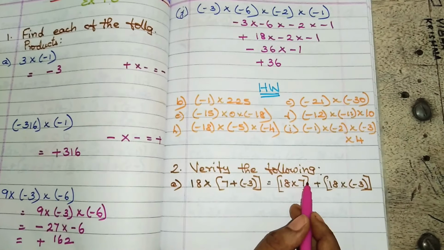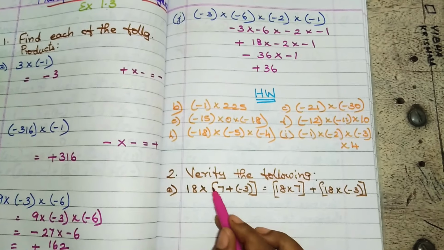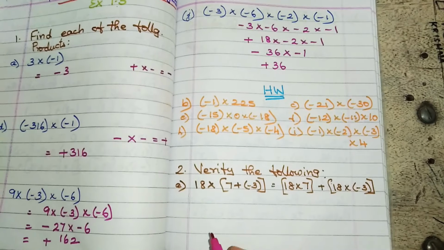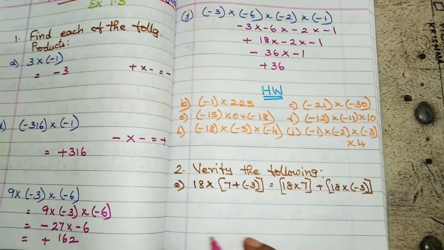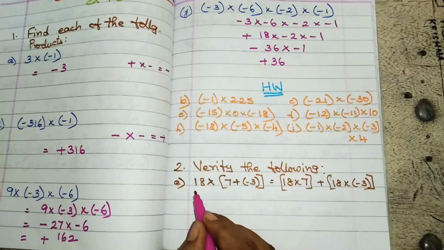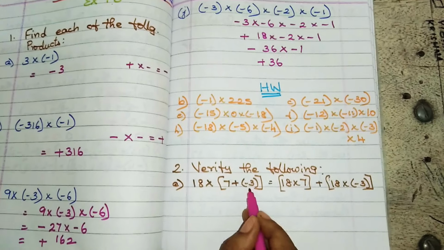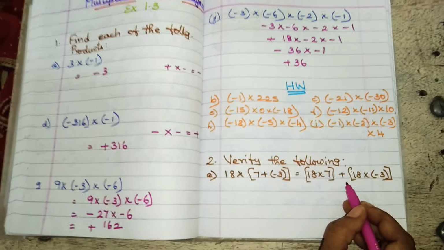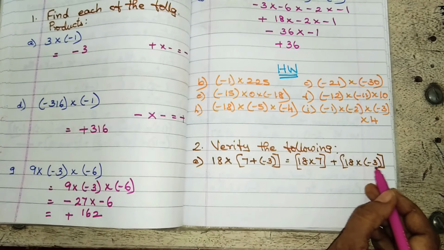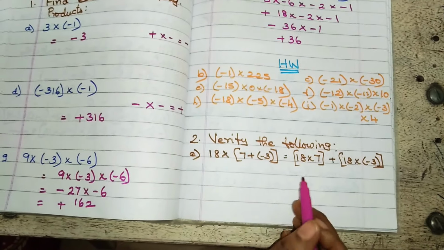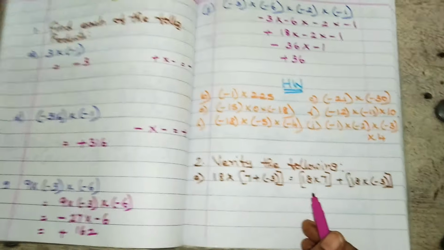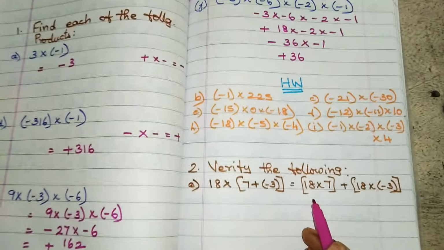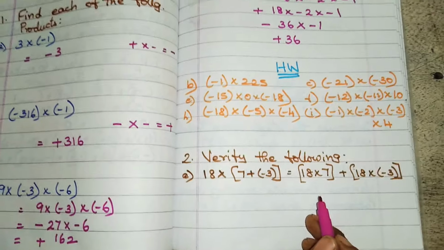Verify the following. So always when you have a question like verify the following, you have to see whether the RHS and LHS are equal. Now LHS 18 into 7 plus within brackets minus 3 is equal to 18 into 7 plus 18 into minus 3. So as soon as you see this, you should remember what property it is. It is distributive property, multiplication over subtraction.